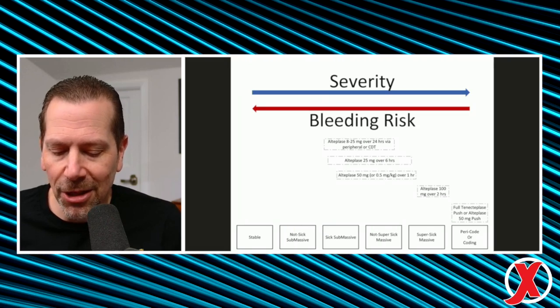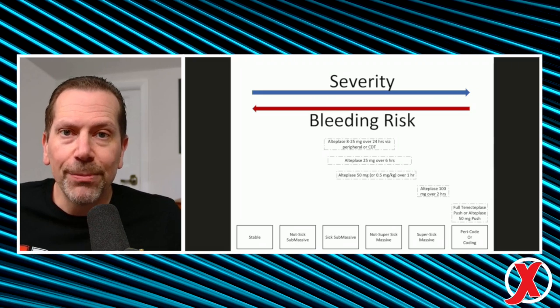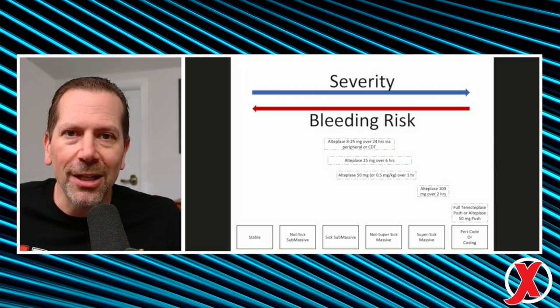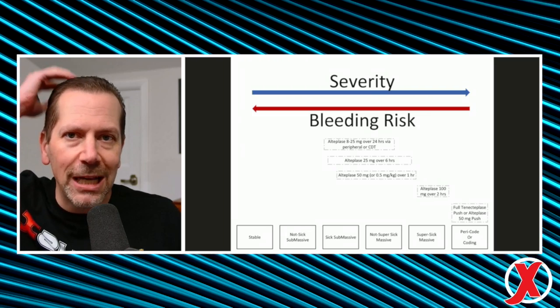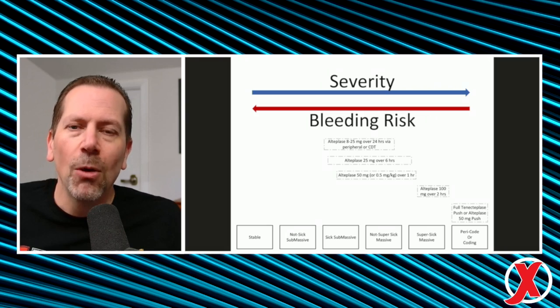Not sick submassive, give them nothing. Just let them chill. Even if they have a large PE, we just had a trial showing it doesn't matter the size of the clot. If they have no signs of instability, do not give them fibrinolysis. And then obviously for the stable patient, we give them nothing.